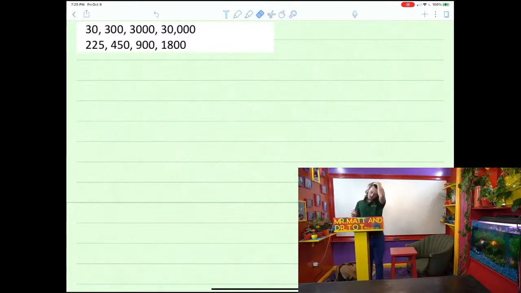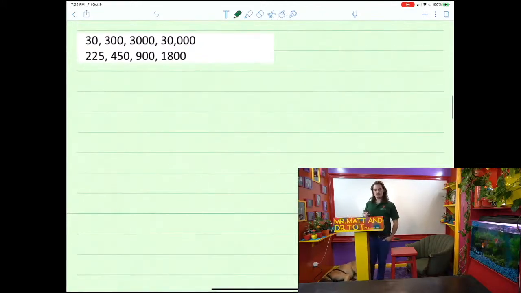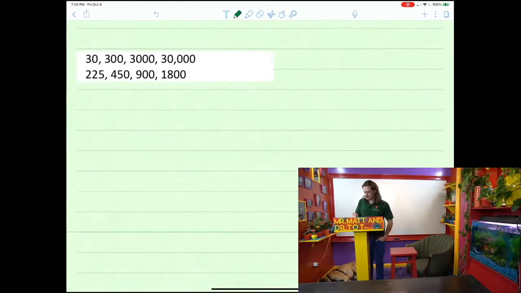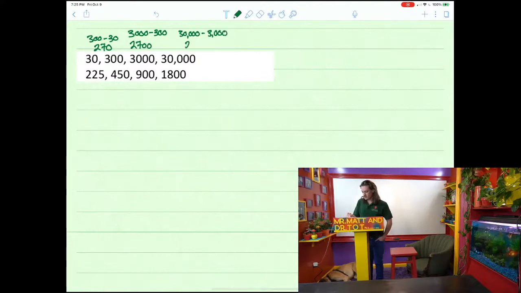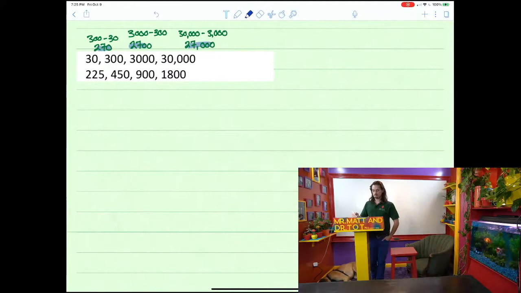Okay, so if we look at the first sequence, if we try to subtract these values from each other, notice that 300 minus 30 is 270. But 3,000 minus 300 is 2,700. And 30,000 minus 3,000 is going to be 27,000. Those are not the same value. They're multiples of each other, which is curious, but they are not the same number, so this is not a finite addition or subtraction from one value to the other.